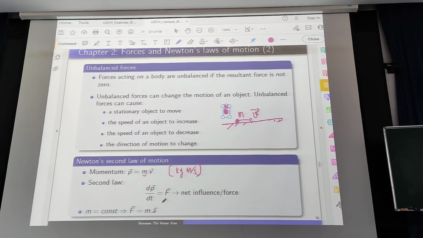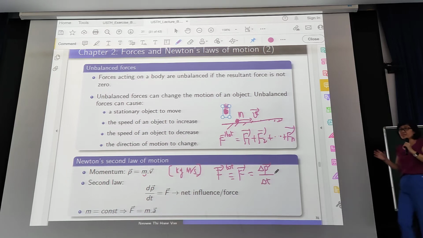This is the dimension of the momentum. The second law of Newton says that when you have a net force acting on the object, so this is a resultant force, total force. I mean F total vector equals F1 vector plus the sum of all the forces acting on the object. Okay? So this, which I denote as F, is equal to the change of the momentum with respect to time.